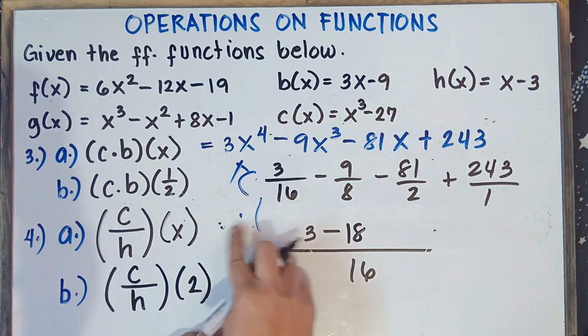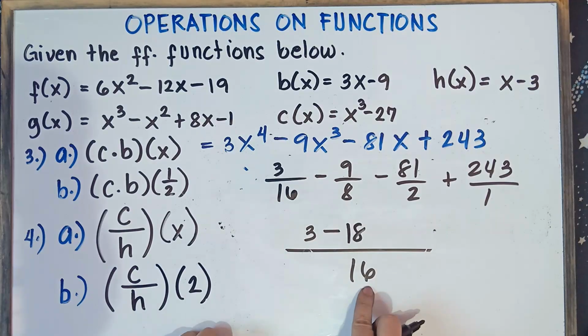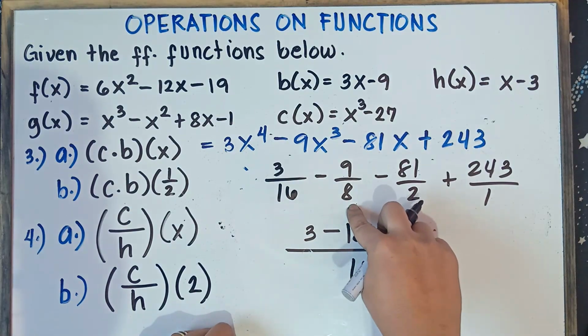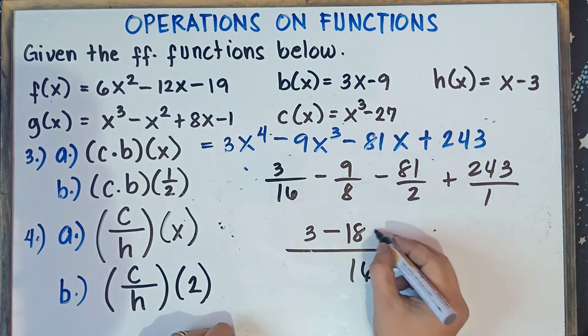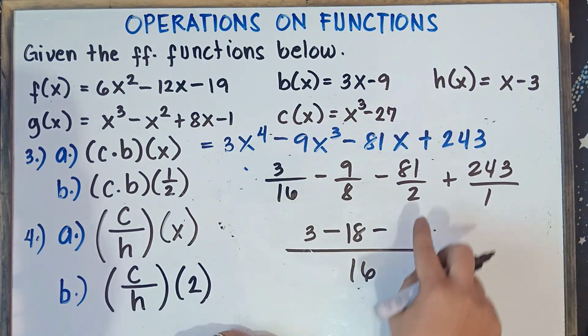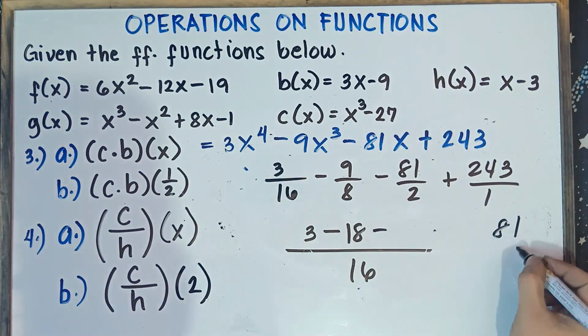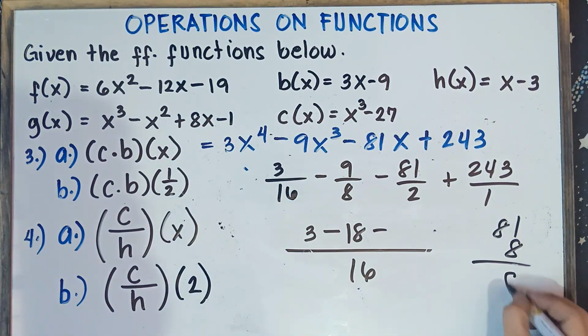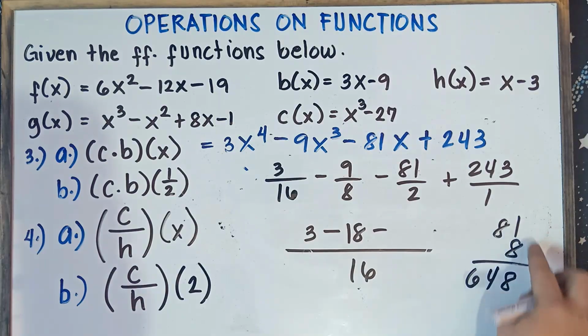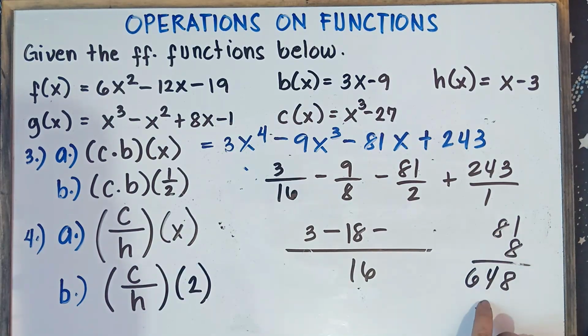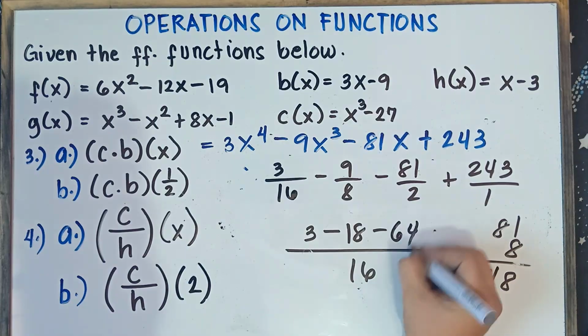Okay, once again guys, I hope you're not confused with this one. 16 divided by 8, that's 2 times 9, that would be 18. Copy minus sign, 16 divided by 2, that would be 8 times 81. 8 times 1 is 8, 8 times 8, that would be 64. So this will be 648.